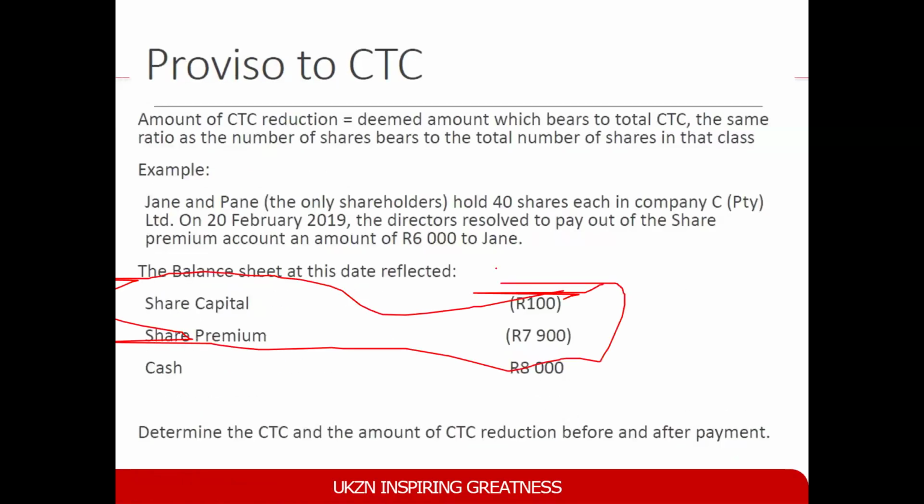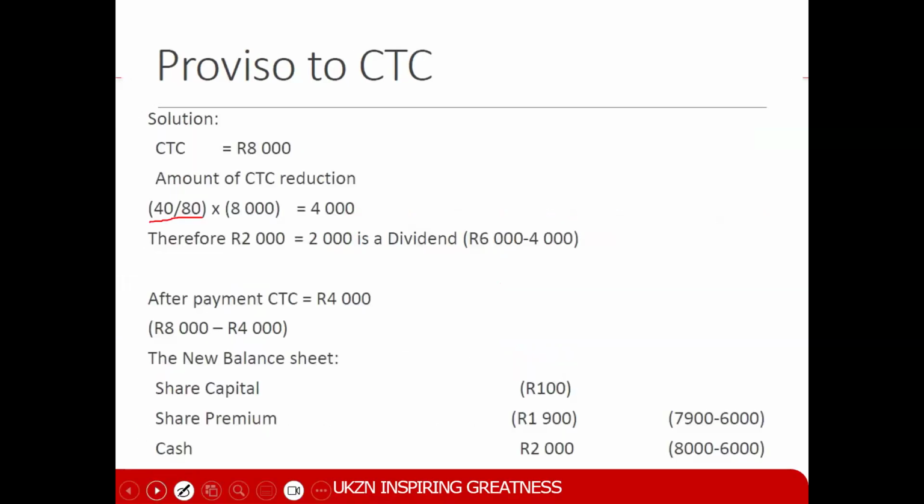40 over 80 because these guys are the only shareholders, and they hold 40 shares each in the company. So 40 shares each in the company, out of a total of 80. Then after the payment, it would be 8,000 minus 4,000. Then the new balance, of course, now will be share capital also. Then they've got these new balances here.